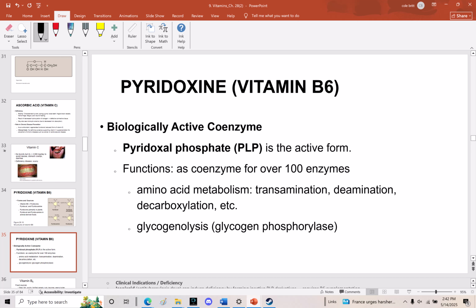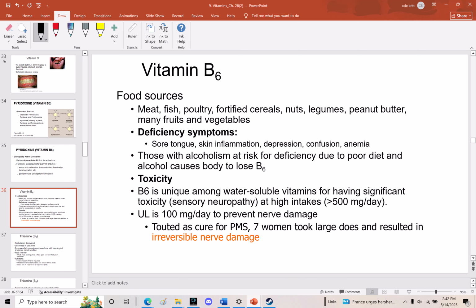So it is in lots of foods. Don't memorize the foods, you can find it in a lot of foods. But we do have deficiency symptoms. If someone doesn't have enough vitamin B6, they can have skin inflammation, they can have neurological issues too, depression, confusion, anemia. Again, 100 different enzymes or more are reliant on vitamin B6. You're going to have a variety of issues all over the place related to a B6 deficiency.